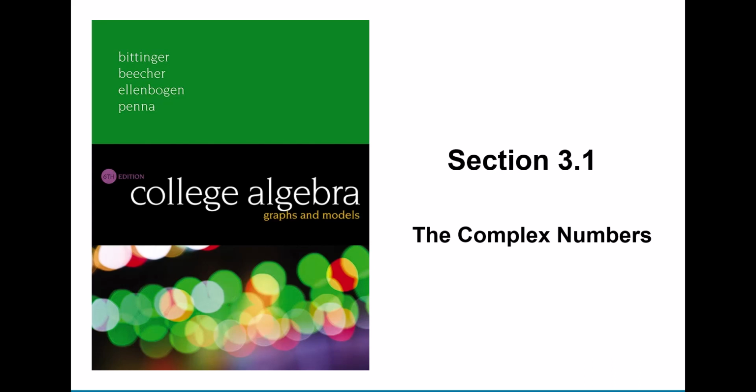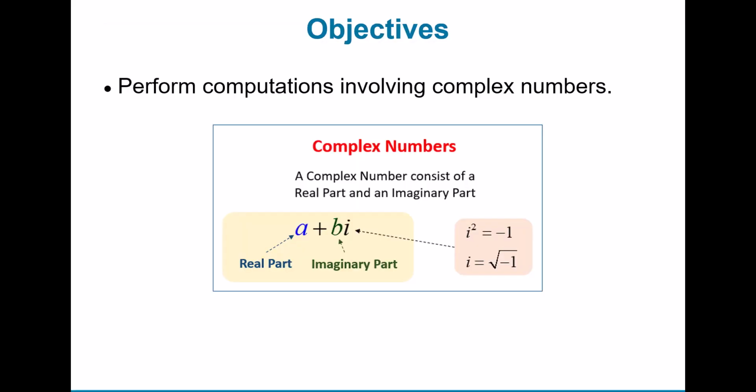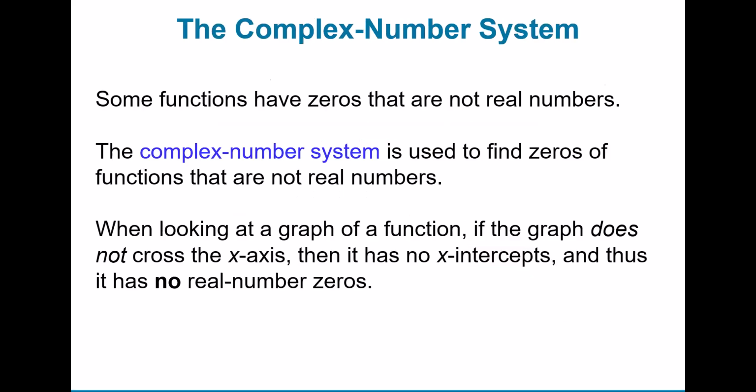Let's look at complex numbers, where we're going to perform computations involving complex numbers. In this case, we have this imaginary part, and this occurs when you try to take the square root of a negative number. So by definition, the square root of -1 is i, and by definition, i squared is -1. And then we will see that we have a real part to this expression, and then an imaginary part.